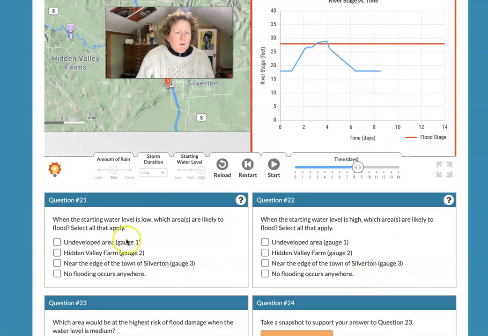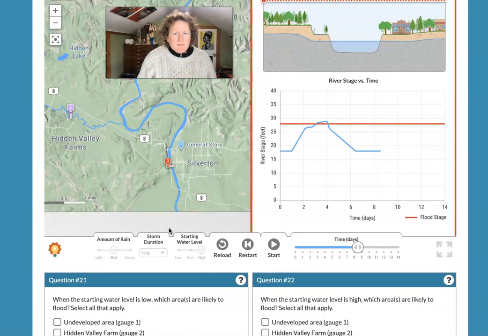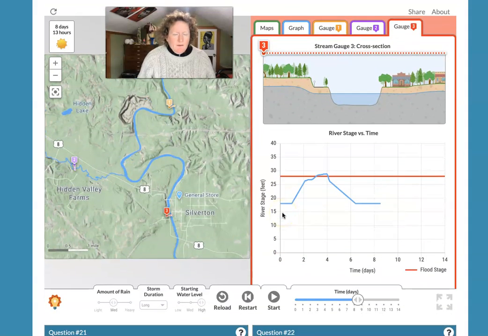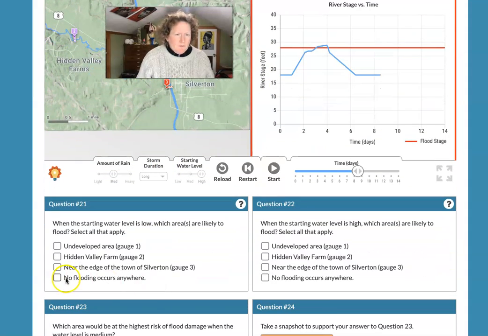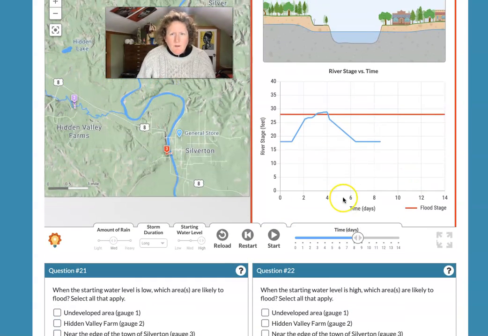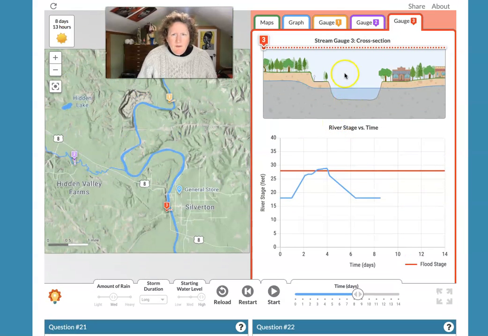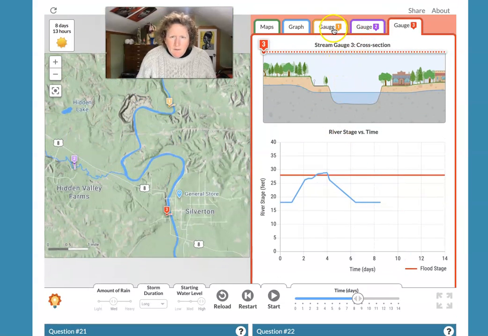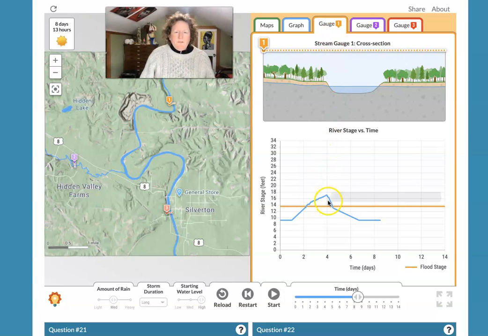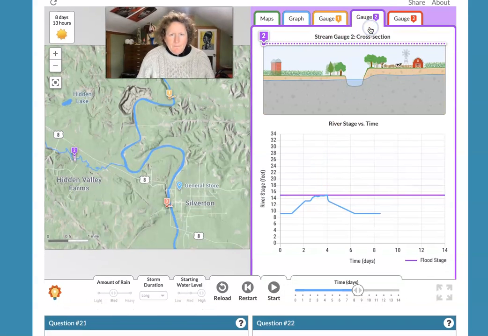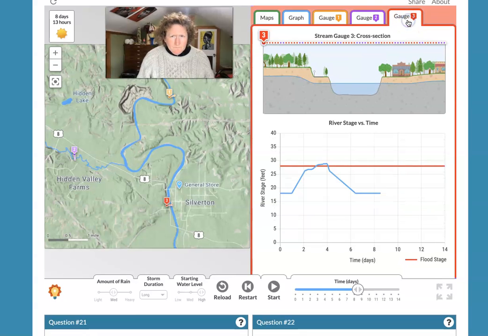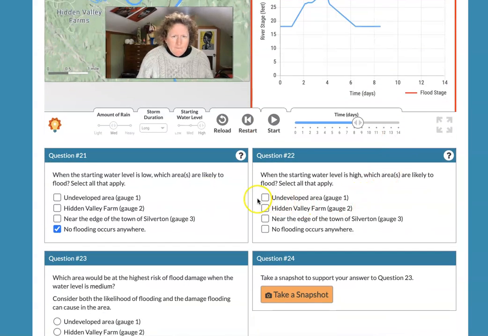So when starting water level is low, which areas are likely to flood? Well, we didn't get any floods when the starting water level was low. When the starting water level is high, which are likely to flood? Well, we got a little bit of flooding at gauge 3, but we got a lot of flooding at gauge 1, and we got mostly at gauge 1.